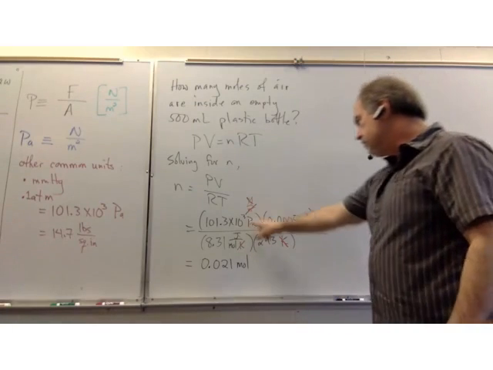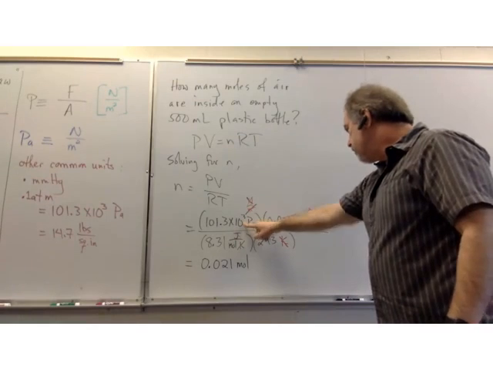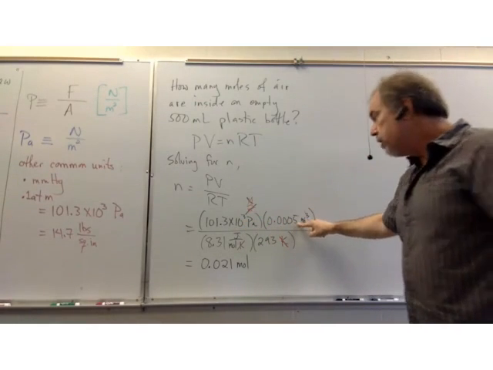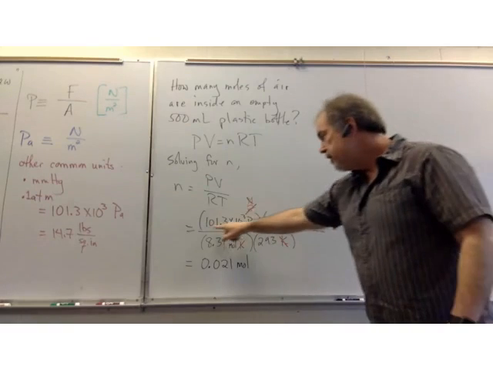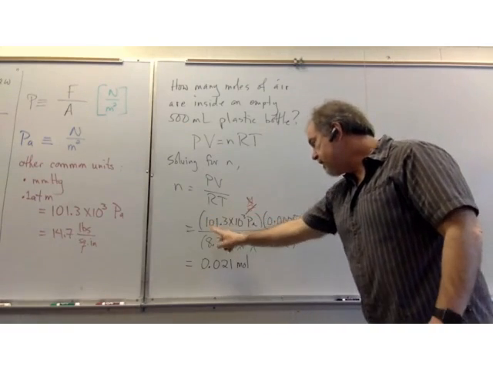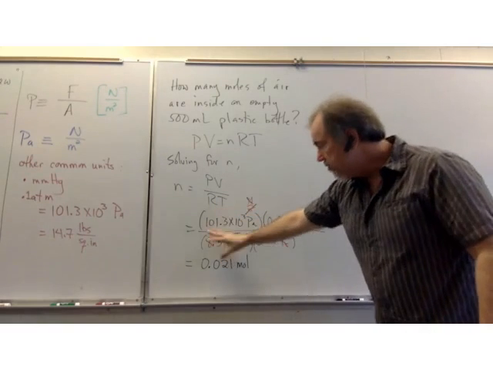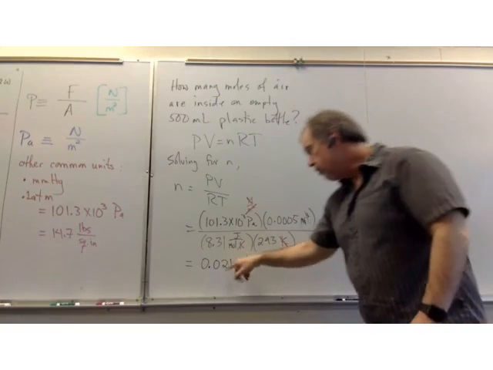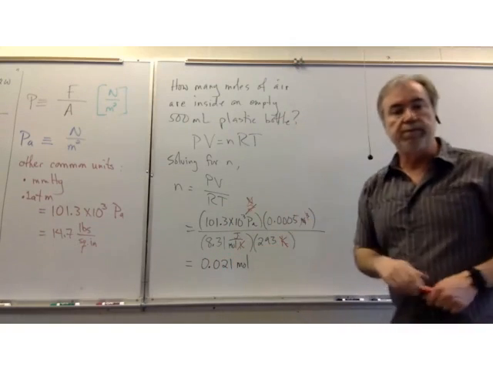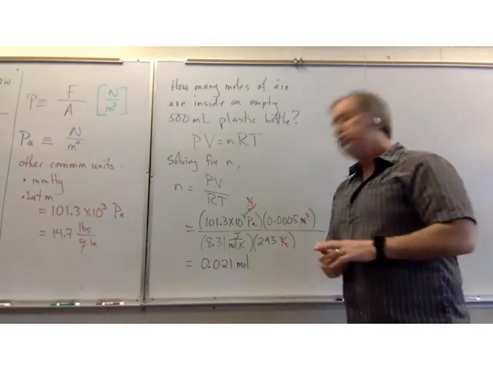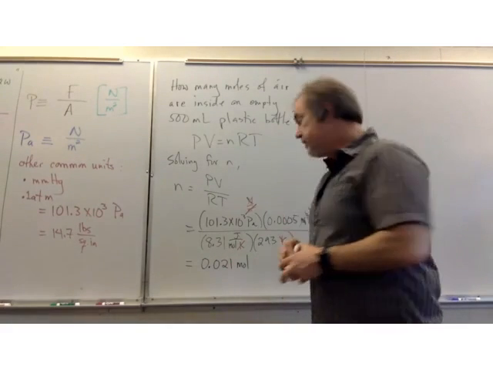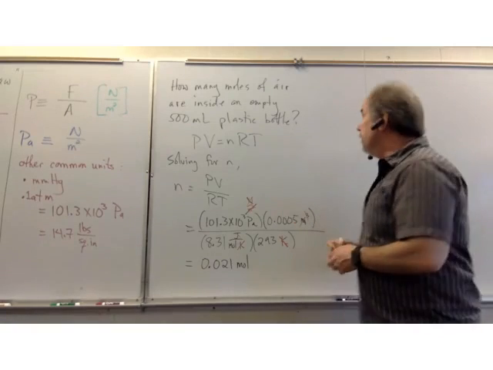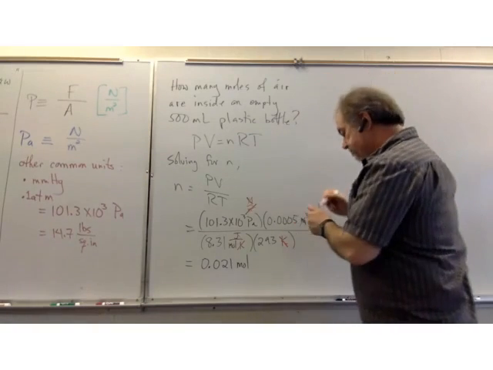And as far as the number is concerned, this is about 10 to the third. This is 1, 2, 3, 4, so that's 10 to the minus 4. So this is 10 to the minus 1. 100 times 10 to the minus 1 is about 10. 10 divided by 8 is roughly 1. 1 over 300 is about 0.003. This is 0.02, so we're in pretty good shape. So 0.02 moles roughly of air inside that container. That's the kind of calculation you can do with the ideal gas law.